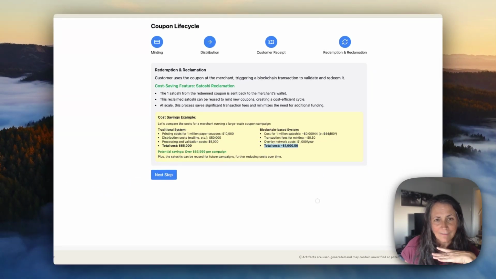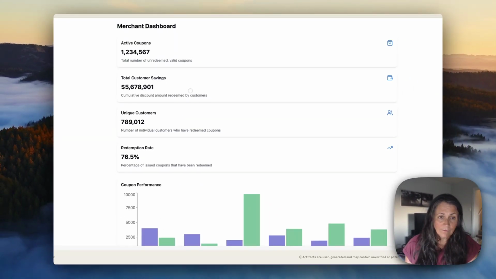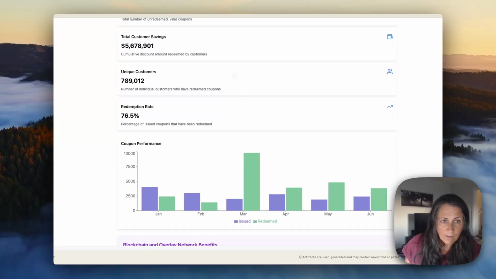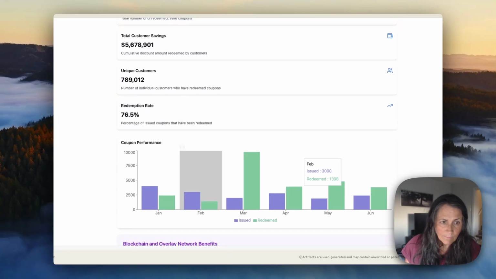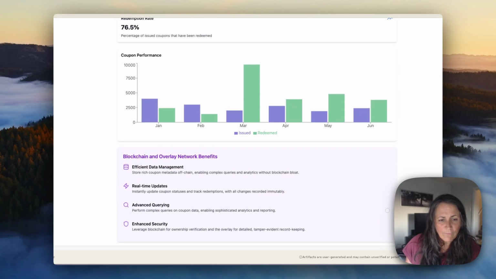Now, obviously, this is, let's call it pseudo market research, but you get the idea. There's a lot of room for cost savings. This is from the overlay network. So this is the power of that. So you can see all your active coupons, and this is just from a subscription to this overlay network. Your total customer cost savings would be on the dashboard, unique customers, redemption rate. Anyway, cool, fun stuff. And let's see, did I cover everything? Yeah, you can see all this fancy stuff that you can get.